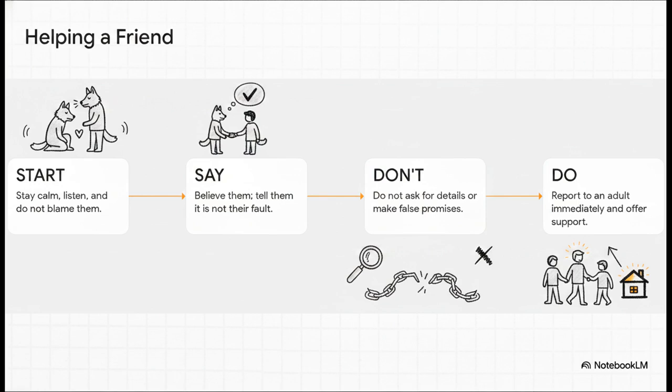Number 2, say that you believe them, that it is not their fault, and that they did the right thing by telling you. Number 3, don't interrogate them for details, don't make false promises, and do not promise to keep it a secret. And finally, number 4, do report it to a trusted adult immediately. Bringing an adult into the situation isn't betraying them, it is an absolute necessity for their survival.